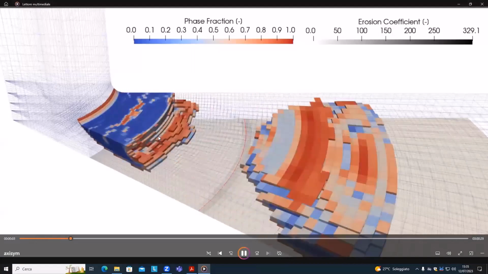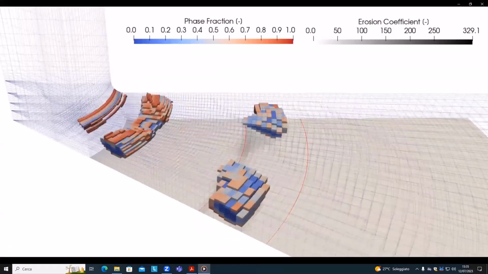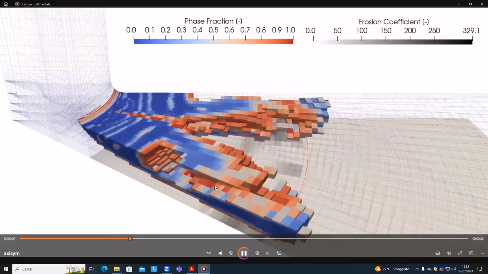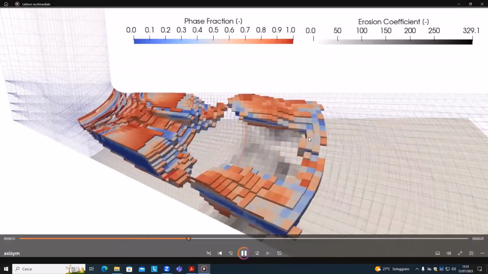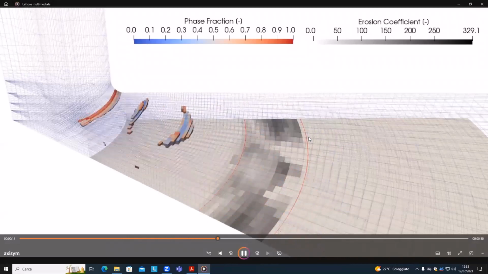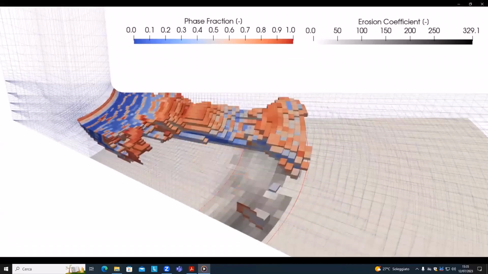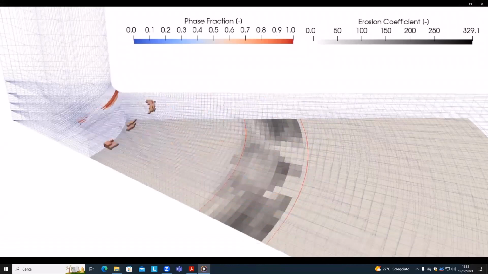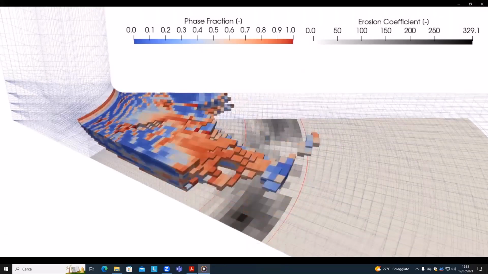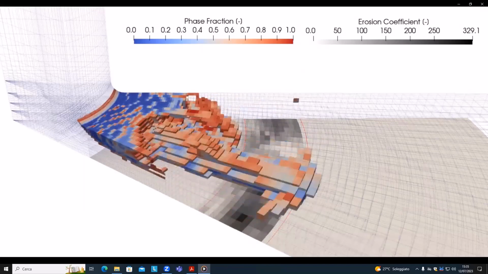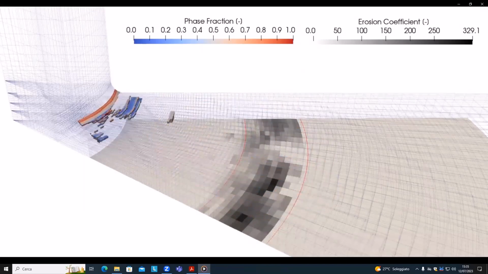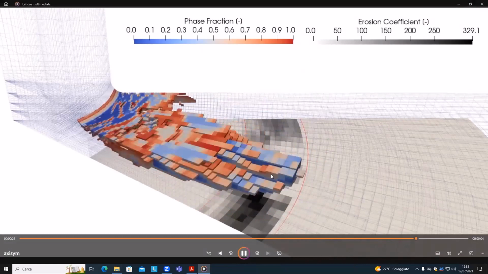Colored is the phase fraction. On the bottom, you have the target plate, let's say, and the red lines here and here is where we expect cavitation erosion to happen. And the black coloring is the amount of the cavitation erosion coefficient. So as we have these structures or cavitation sheets that come closer to the surface, they erode the bottom plate.